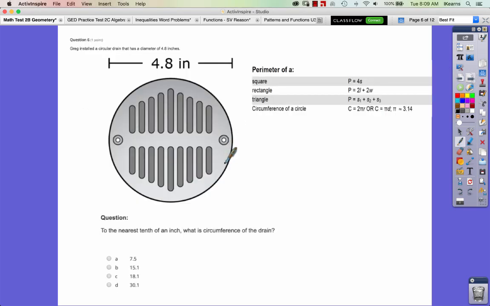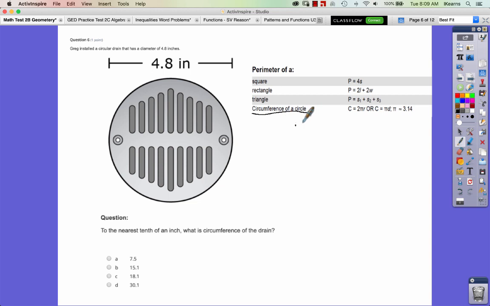All right, question 6. Greg installed a circular drain that has a diameter of 4.8 inches. Question, to the nearest tenth of an inch, what is the circumference of the drain? All right, so again, I've taken a screenshot here of the formula sheet, and under the perimeter section, you can see there's circumference of a circle.